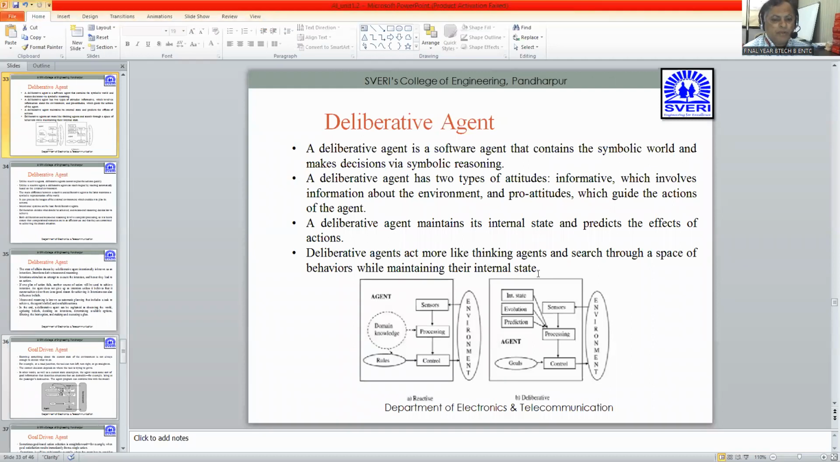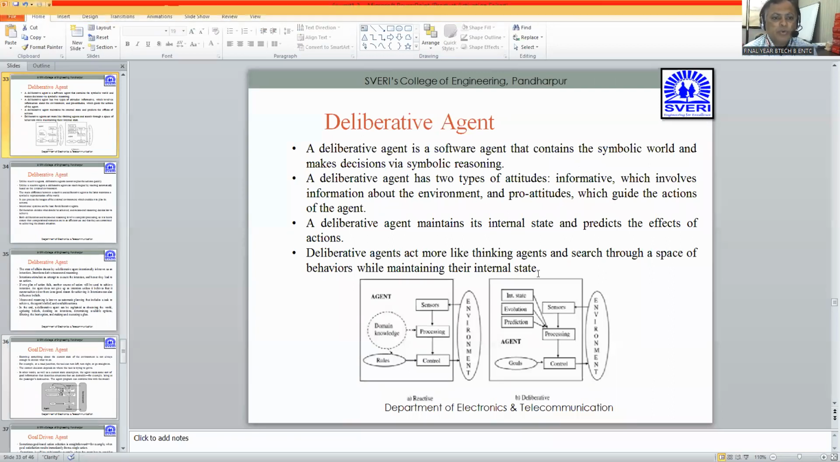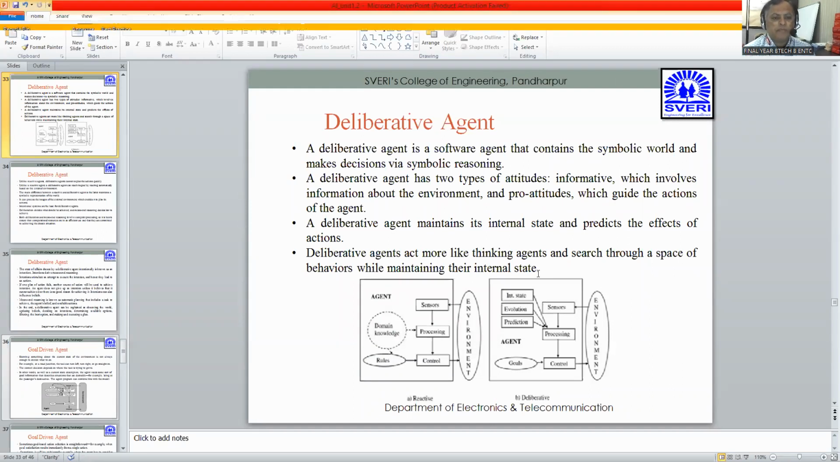So now this processing has internal state, evolution, and predictions. This deliberative agent is again a software agent like a reactive agent, but the whole decision making is based on symbolic reasoning. I have already explained what symbolic reasoning is about; we have already seen it. So the decisions will be made based on symbolic reasoning. Symbols are used for reasoning purposes, to solve reasoning problems.